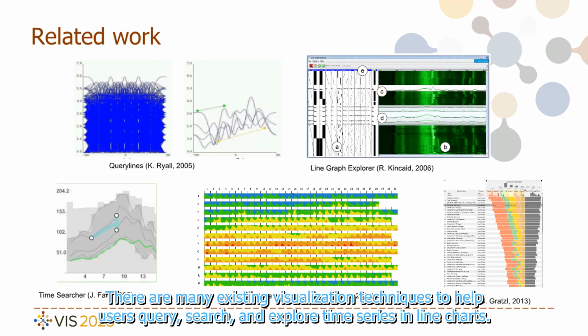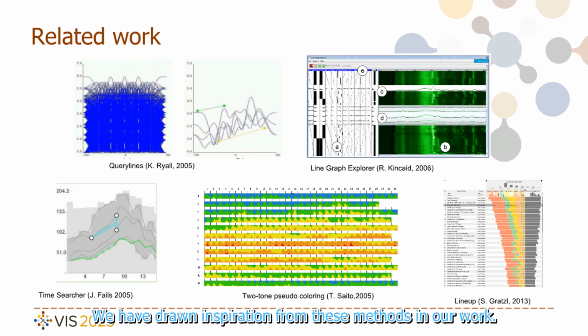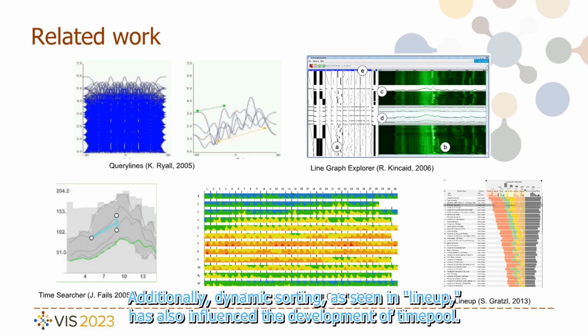There are many existing visualization techniques to help users query, search, and explore time series and line charts. Techniques such as two-tone pseudo-coloring reduce clutter using juxtaposed displays. We have drawn inspiration from these methods in our work. Additionally, dynamic sorting, as seen in LineUp, has also influenced the development of TimePool.